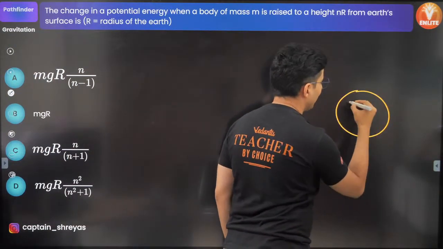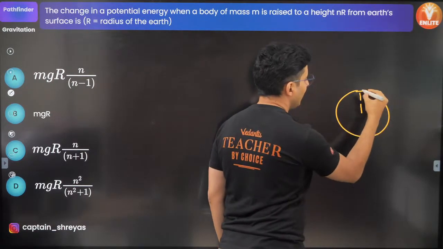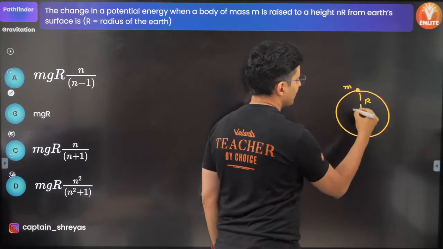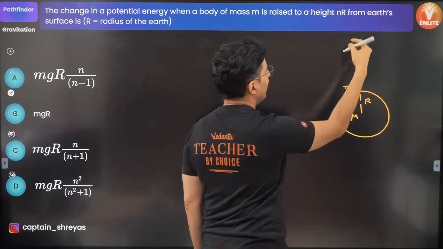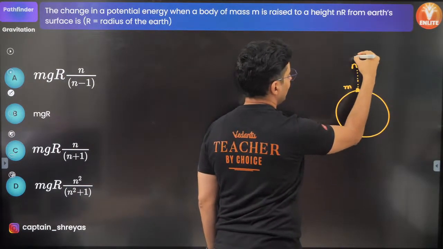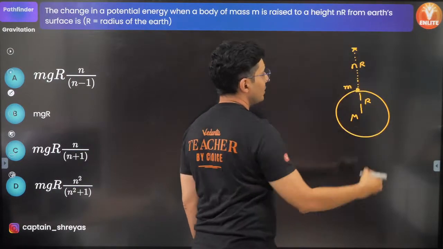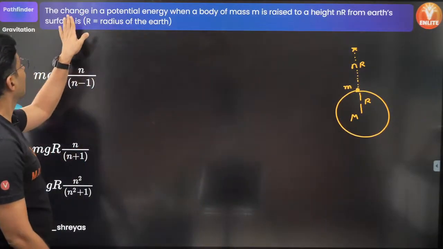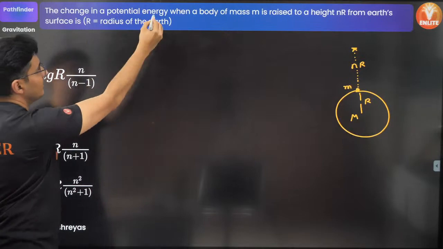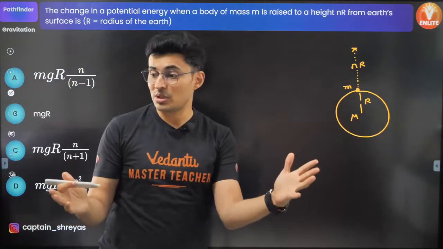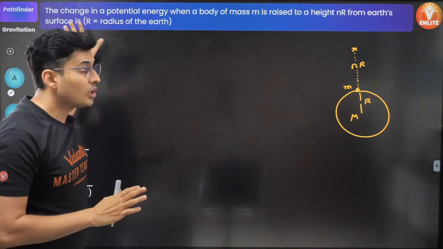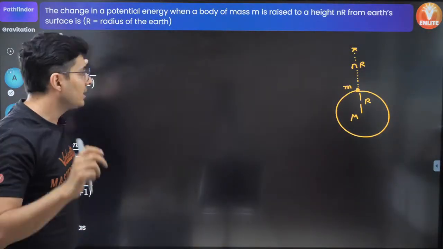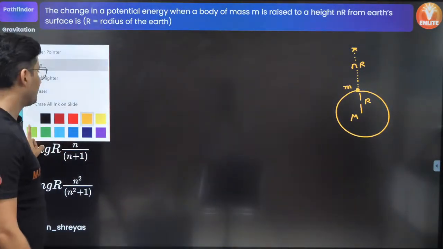So this is the planet Earth. This is the radius R. You are taking this mass. Earth's mass is capital M, and you are moving this up by a height of n times R over here. So this is the new height. So the question is, what is the change in the potential energy? Did I not tell you there will be questions on change in the potential energy as well? Many times you will see that, not just in gravity but also in electrostatics. Let's try and solve this question.